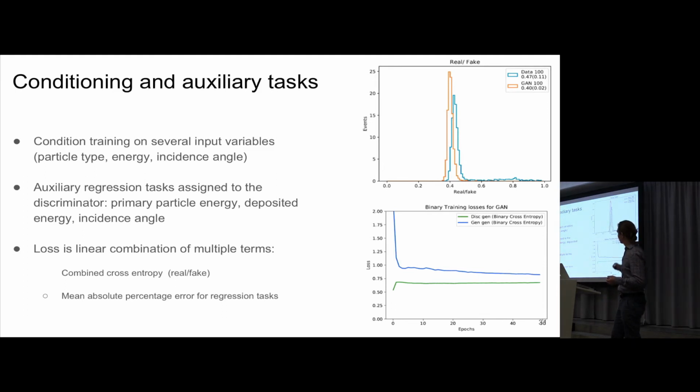And then in addition, an auxiliary regression task is assigned to this model. Here the task is to reconstruct the primary particle energy, as well as the deposited energy in the calorimeter and the incidence angle. And this helps the convergence. Here are just some validation plots that show you that indeed the loss real over fake is around 50%, as you would expect, and also the generator loss decreases, and the discriminator loss increases, as expected, asymptotically to the right value.